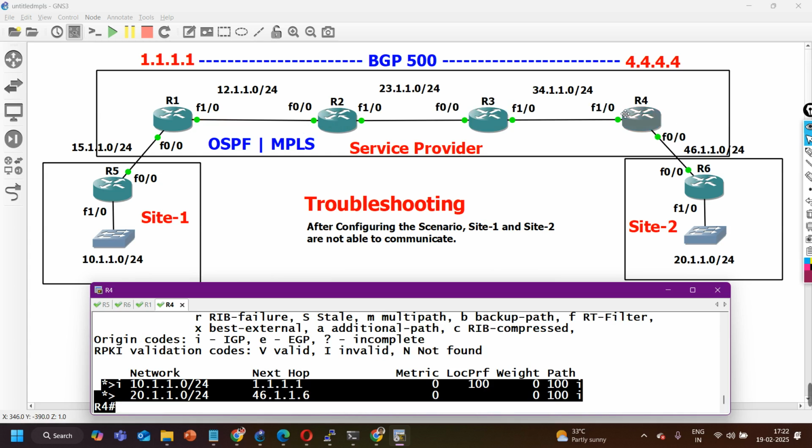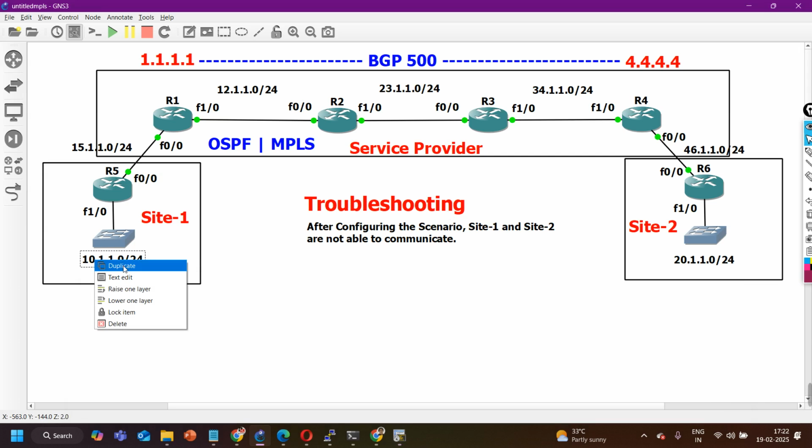That means the service provider routers are not able to forward the traffic. So to troubleshoot it, what we have to do, we have to check the packet flow, why ping is not working. So let's do one thing. When, guys, any host from side 1 pings any host on side 2, the source IP can be 10.1.1.1 or 10.1.1.2, and the destination IP can be 20.1.1.1, or any IP address from the destination subnet.